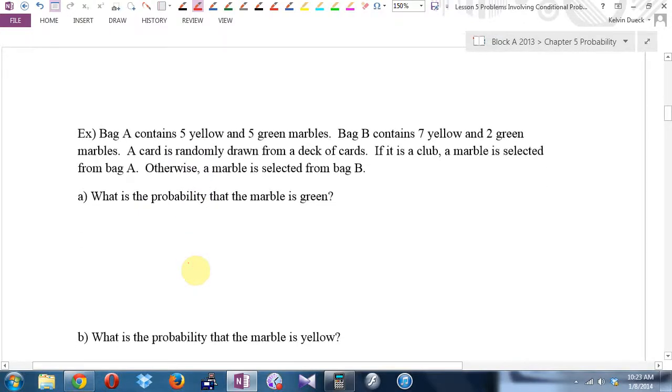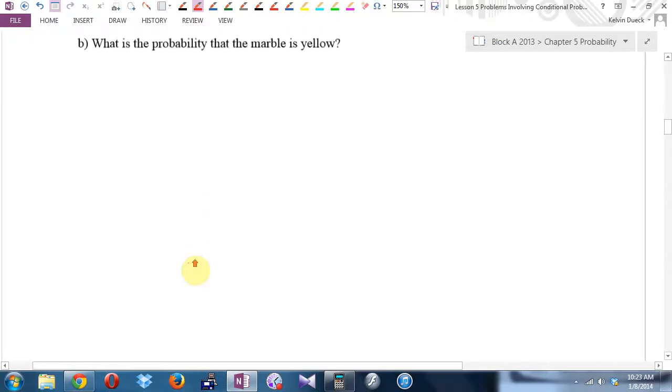Okay, next one. Bag A contains 5 yellow and 5 green marbles. Bag B contains 7 yellow and 2 green marbles. A card is randomly drawn from a deck of cards. If it's a club, the marble is selected from bag A. Otherwise, a marble is selected from bag B. What's the probability that the marble is green? What's the probability that the marble is yellow?